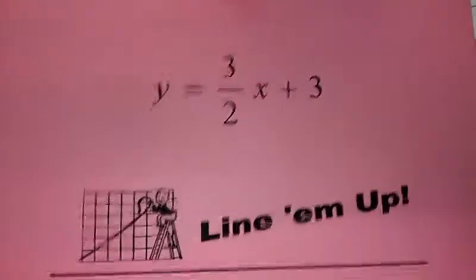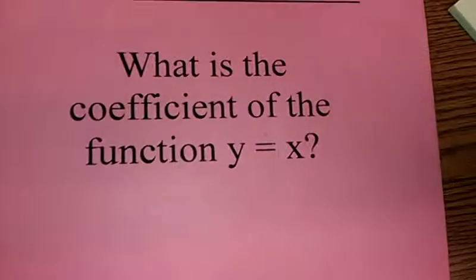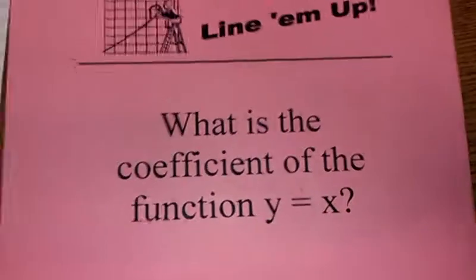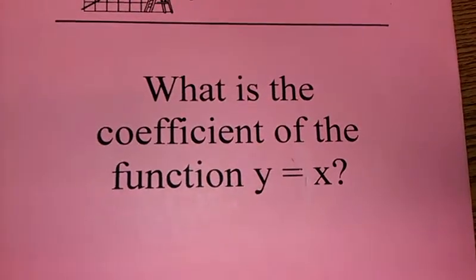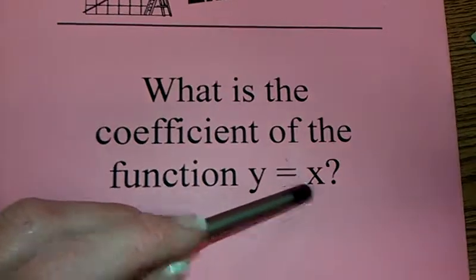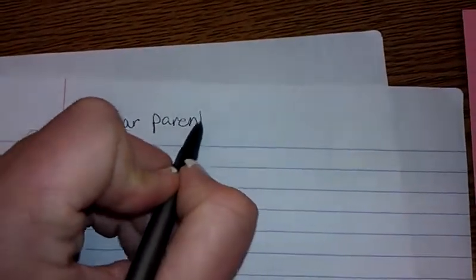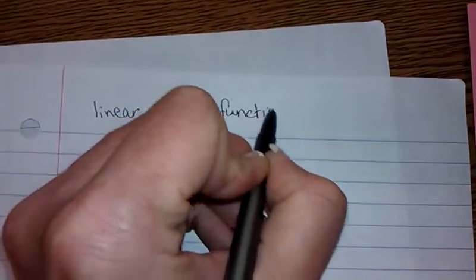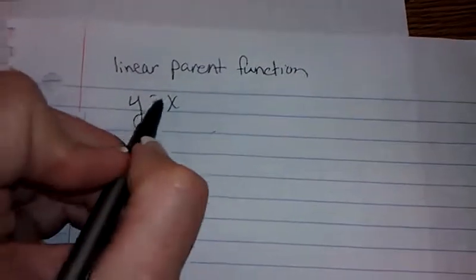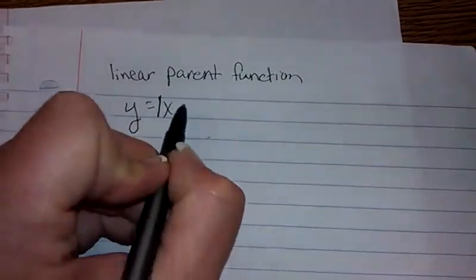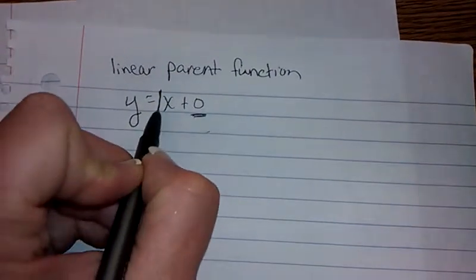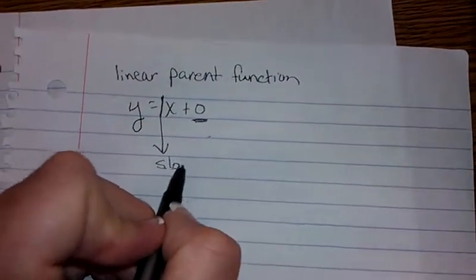So when I go back over here, here's my equation. The next one says, what is the coefficient of the function y equals x? Well, this is always the way you have this. This is actually the linear parent function for linear equations. Okay, so in here we always have, if there's not a number, there's a 1 and a plus 0. See, this would be the y-intercept. This is the slope. So this is the slope that we're looking for. So we go here and I'd find the slope of 1.